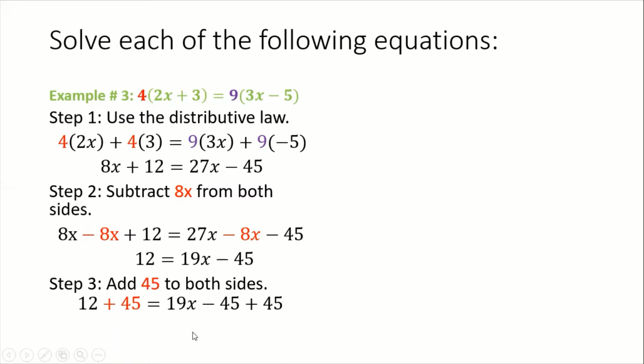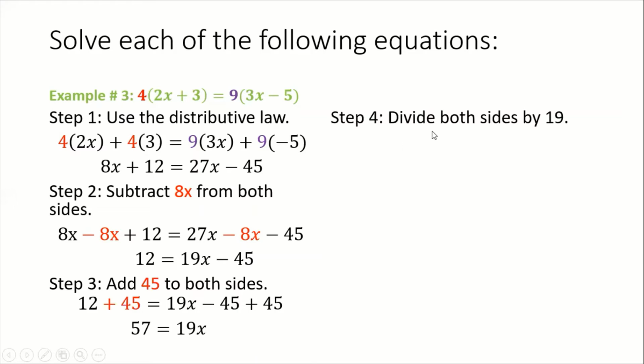At this stage, what are you going to do? You are going to simplify. And note that 12 plus 45 results in 57. And negative 45 plus 45 is 0, and 0 plus 19x will give us 19x. So at this stage, what are we going to do? Note here, we want x by itself, but this x is being multiplied by 19. So what we're going to do is to divide both sides by 19, right?